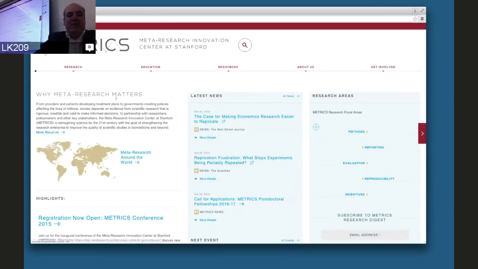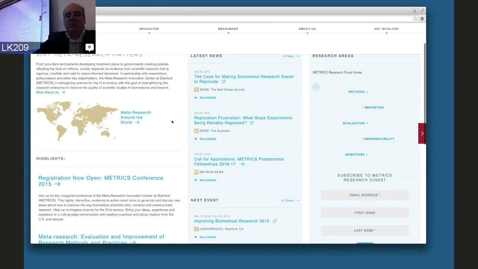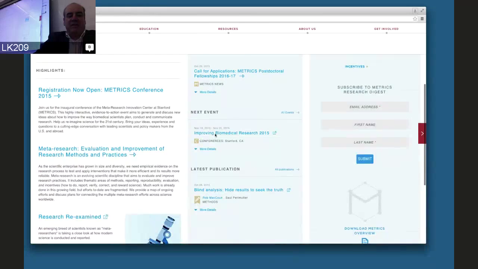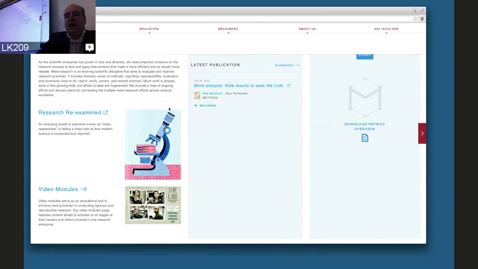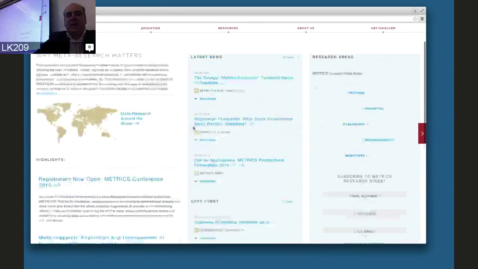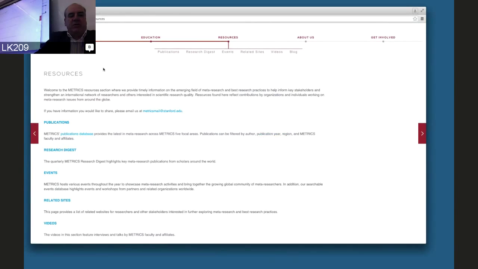So here we have why meta research matters. We have news, we have events, we have links on the homepage to a lot of varied material, and then I'll just show you what we have. Let me just look into resources first. Under resources, you see we have publications, and this is the publications database that John talked about. We have a search capability.